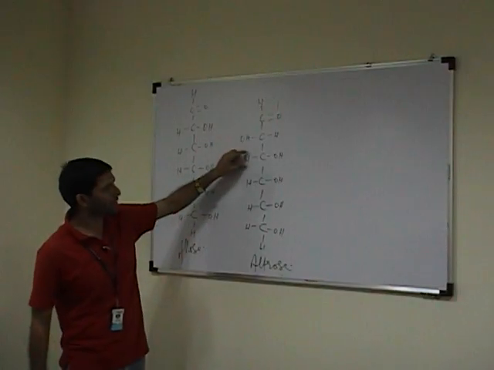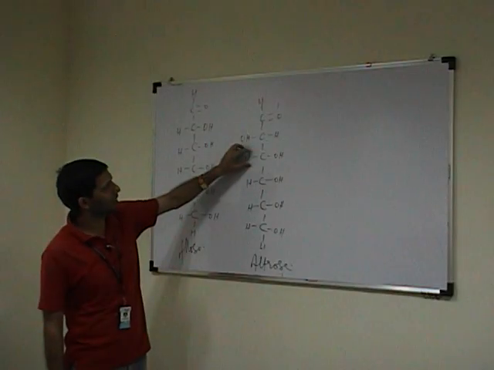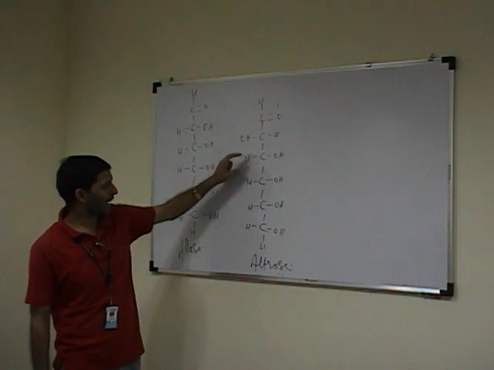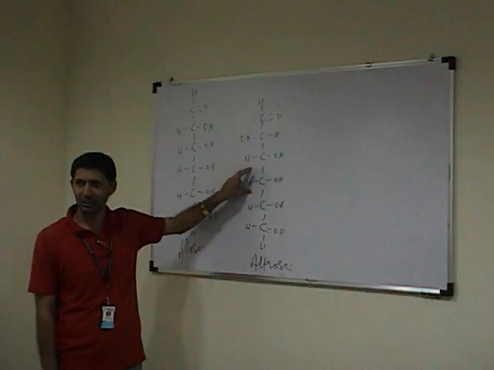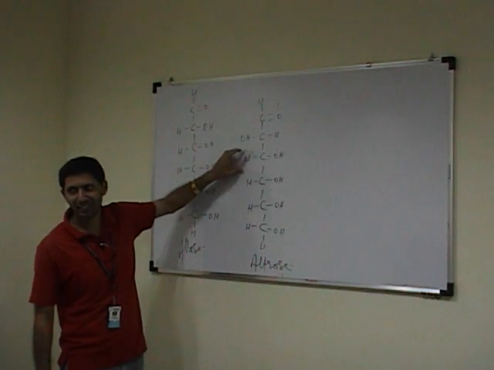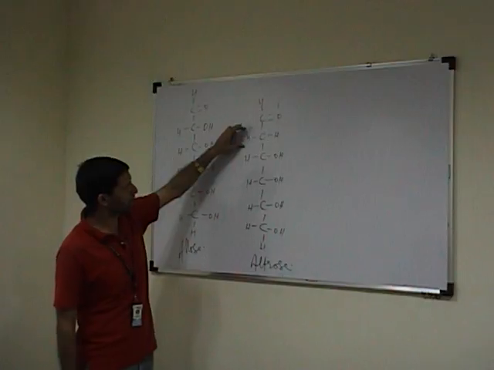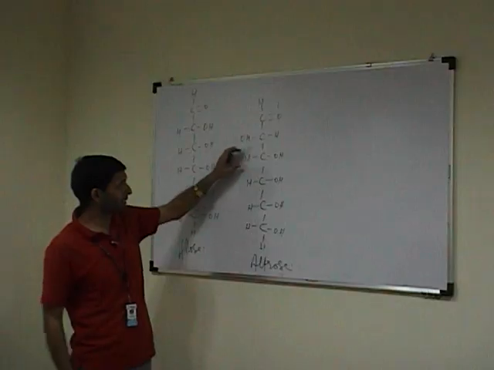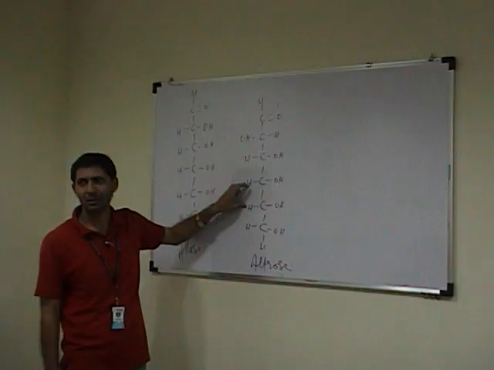If the same type of change occurs at the third carbon, then it is glucose. And at fourth carbon, gulose, G-U-L-O-S-E. Understand? And if it occurs at second and third carbon, then it is mannose. And if it is at second and fourth carbon, then it is idose. And if it is at third and fourth, then it is galactose.